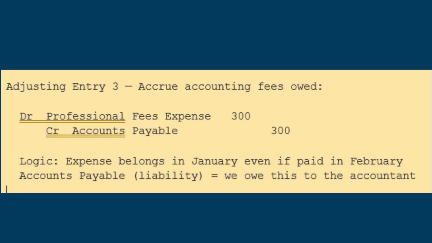One more. We owe our accountant $300 for bookkeeping done in January, but the invoice will not be paid until February. We record the expense in January because that is when it was incurred, and we create a liability representing the amount we owe. That is accrual accounting in practice. For every period, you ask, what actually happened? Then you record it, regardless of when cash moved.